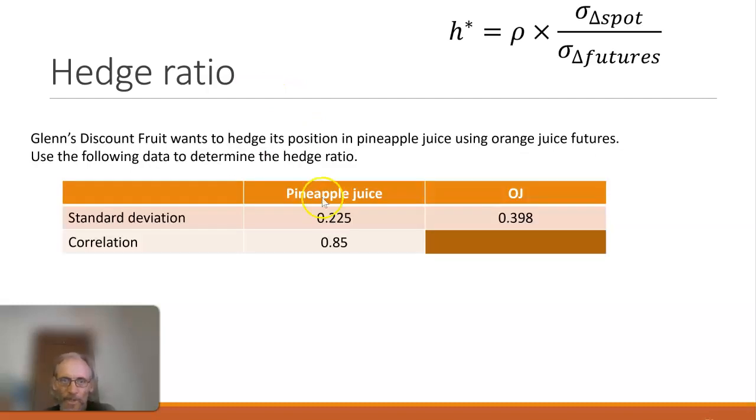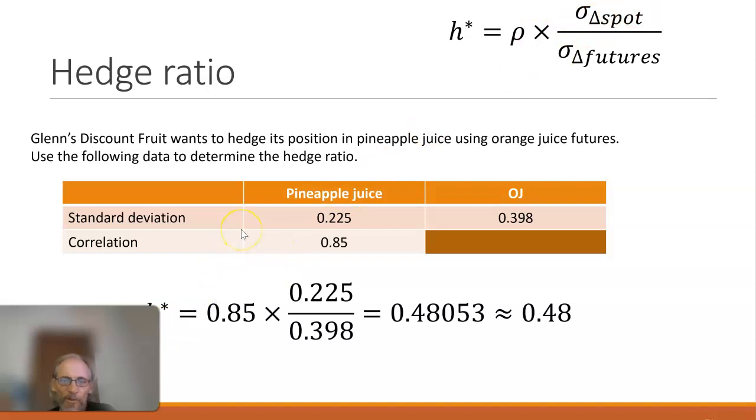Okay. So I have an example here where I'm hedging again. I'm using the example of pineapple juice and orange juice futures. I've got the standard deviation of the change in pineapple juice prices and orange juice prices, and I have the correlation between those two. And so just using my formula here, the only tricky thing is you've got to remember what's in the denominator, what's in the numerator. The denominator is the futures that you're using. The numerator is the spot. So I would do that.